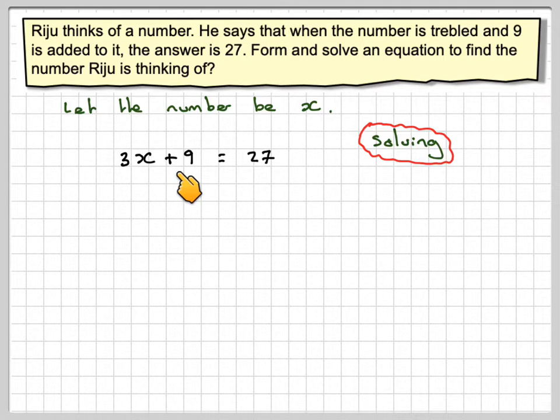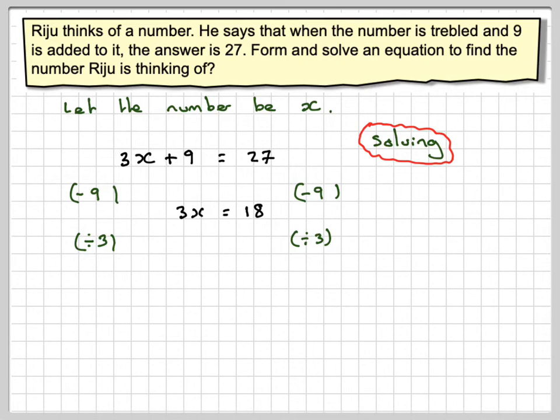So the opposite of adding 9 is to take 9 from both sides. So that will just give 3x on that side, and then 27 take 9 is equal to 18. And then I've got 3 times x, so the opposite of multiplying by 3 is to divide both sides by 3. So we're doing the same to both sides.